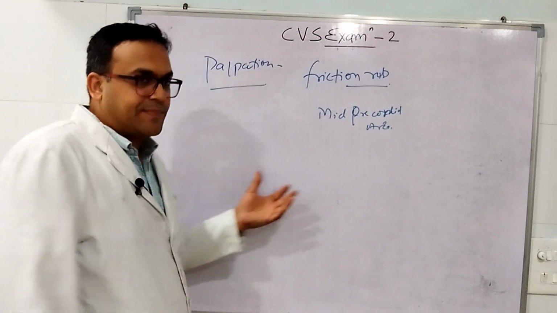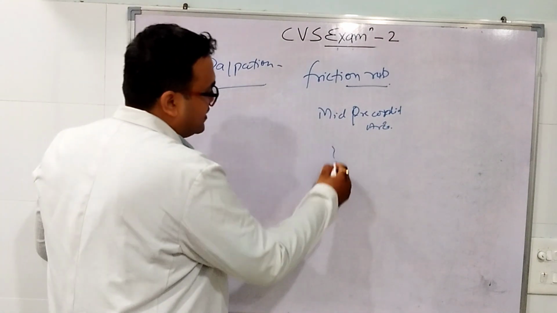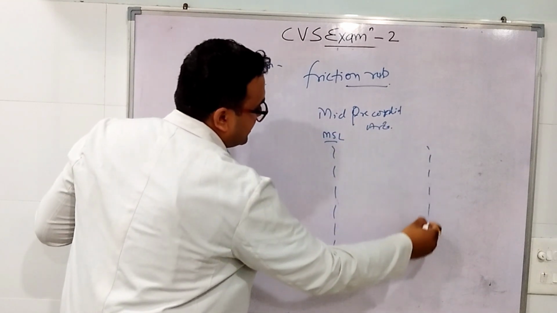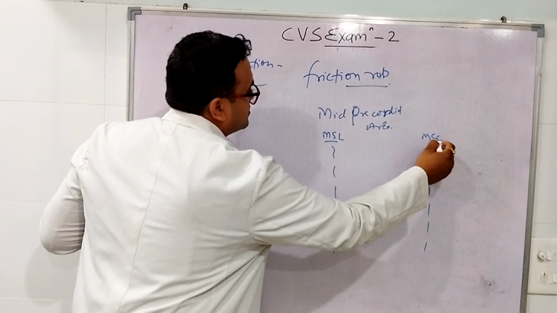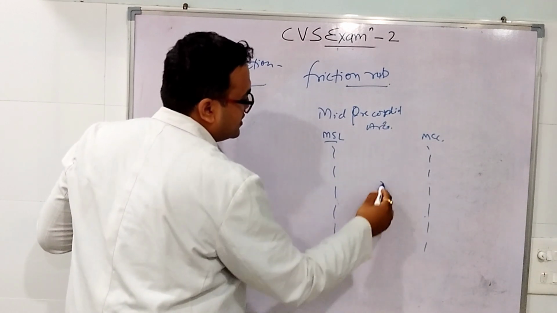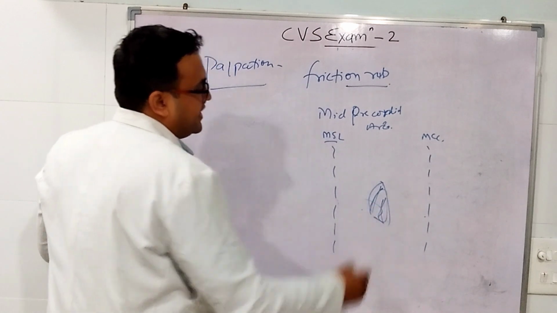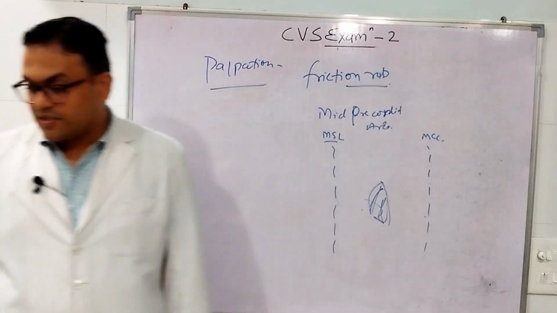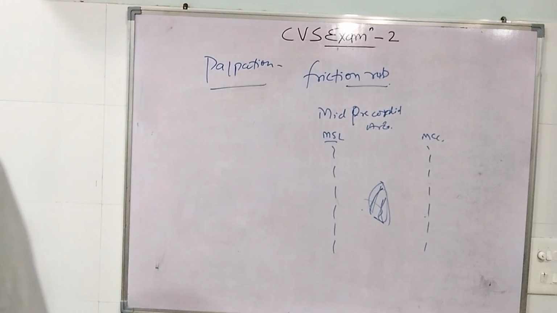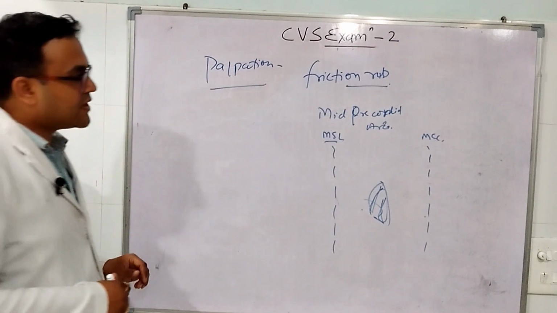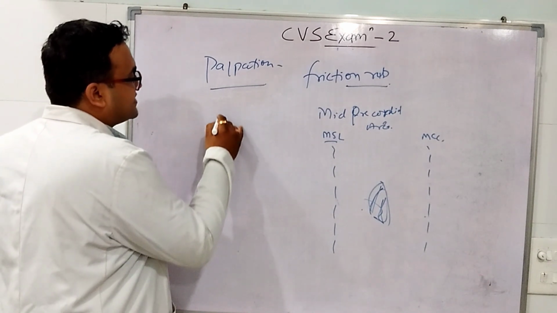So what is the mid precordial area? It is between the mid sternal line and the mid clavicular line. In the center between these two is the mid precordial area, and in this area we can feel the friction rub. It is best felt in the mid precordial area.